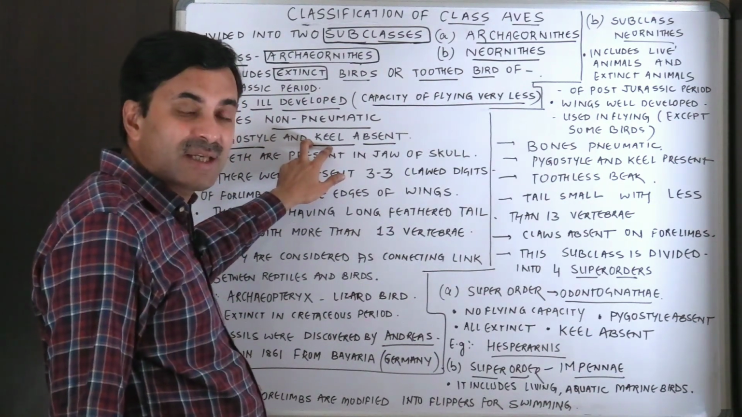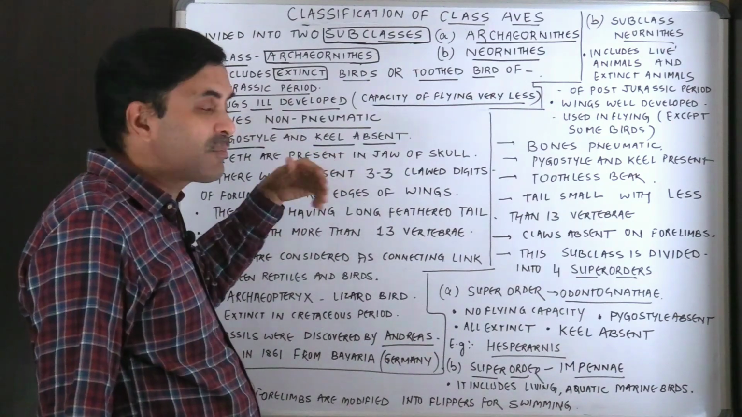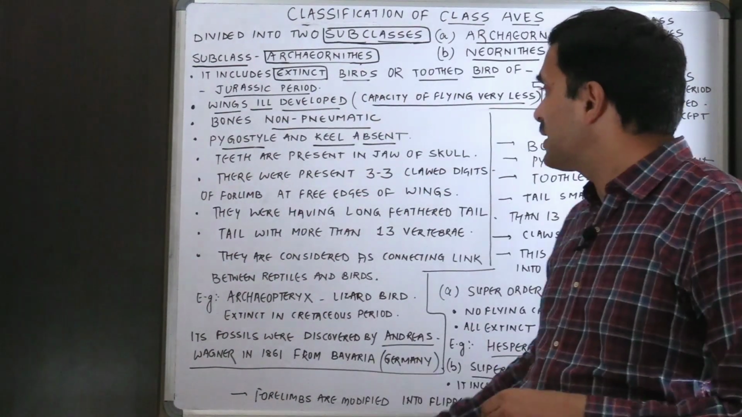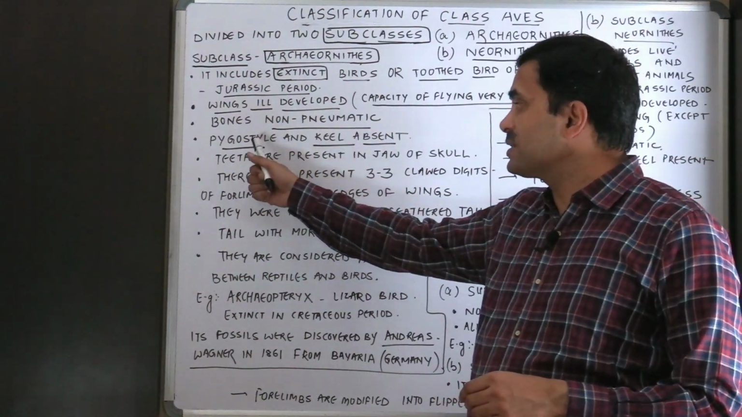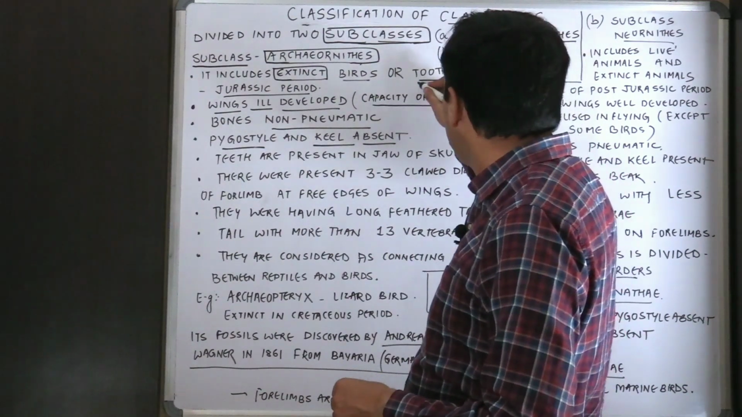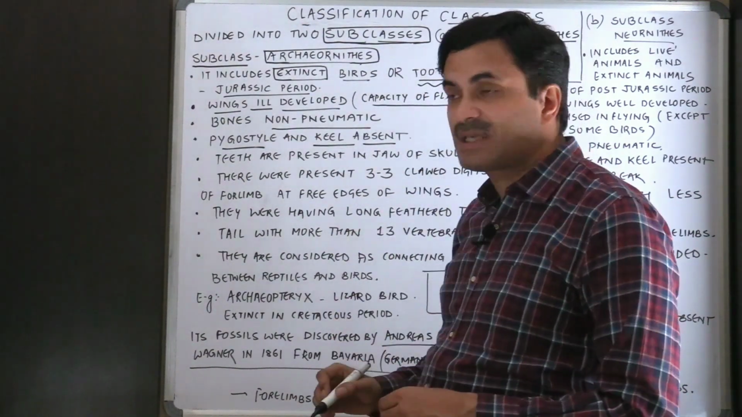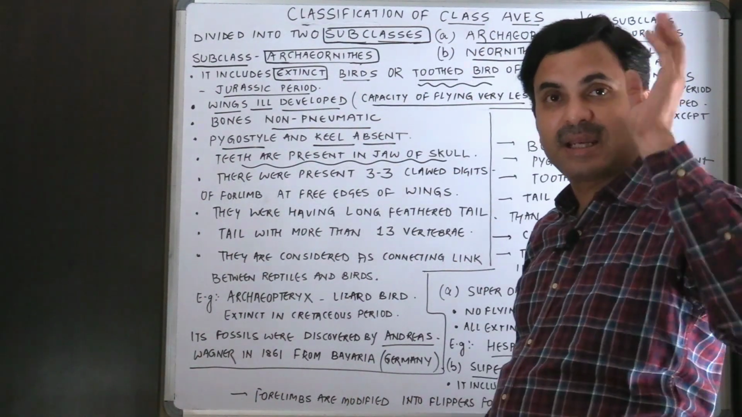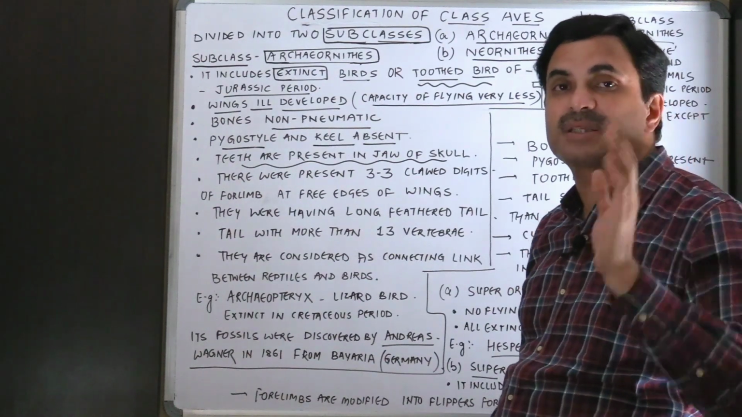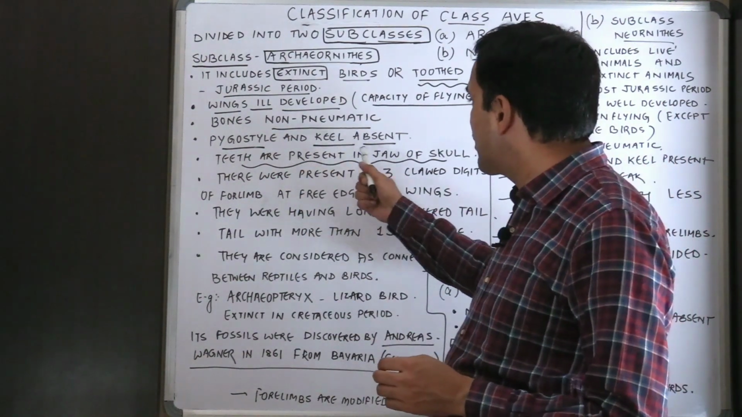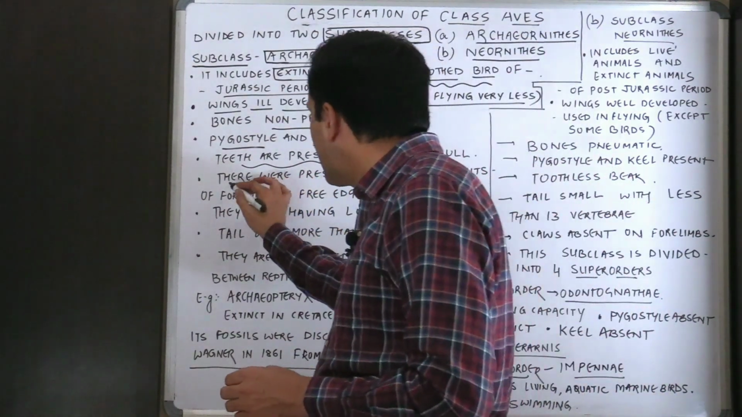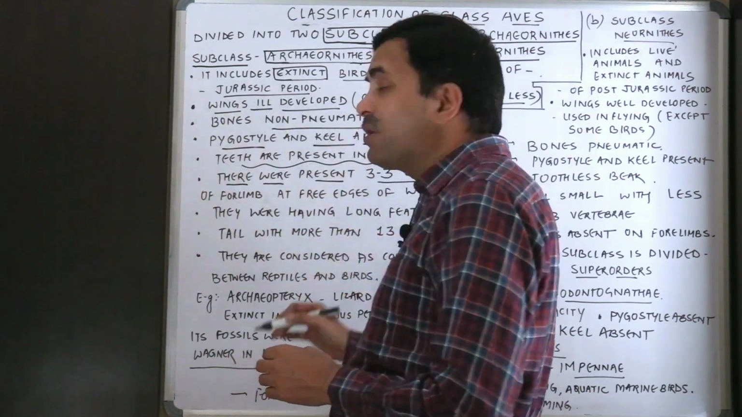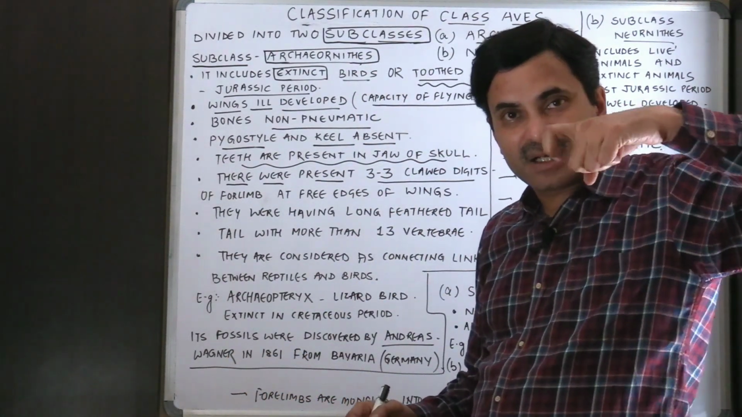The point to be noted here is that the pygostyle and the keel are present in the modern birds, but the primitive birds, which did not have so much flying capacity, do not have the keel, and the pygostyle is also absent. As I have said, these are toothed birds of the Jurassic period, so teeth are present in the jaws of the skull, exactly like those that were present in reptiles. The very specific feature is that there were three clawed digits. Clawed means nail-like curved structures.